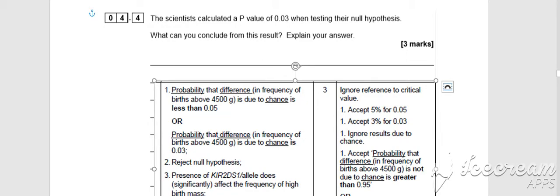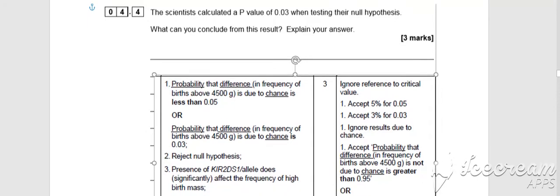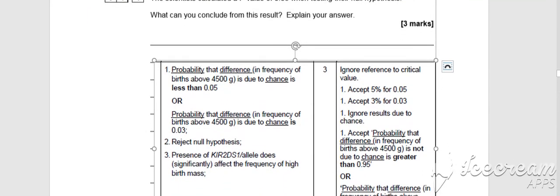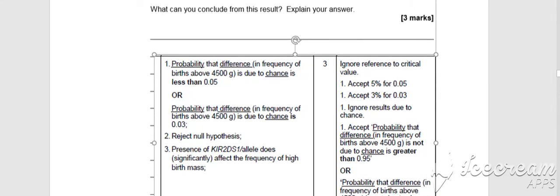Therefore we would reject our null hypothesis because we are saying that the difference is going to be a significant difference. We mustn't just say that the results, it must be that the difference has a probability that is less than 0.05, or the idea that it is 0.03, which is less than the 0.05. Therefore, we're rejecting our null hypothesis because the presence of this allele does affect the frequency of a high birth mass.